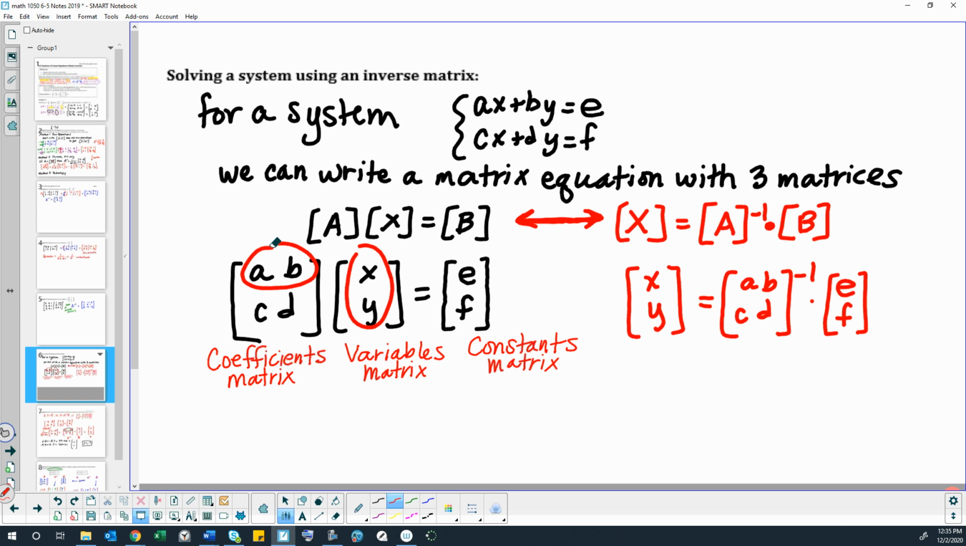So because with a regular equation we can divide x by the coefficient to get the answer, with matrices we're not dividing, instead we're multiplying by the inverse. So we can find the inverse of matrix ABCD and multiply it times matrix EF. Then we can just multiply them together and get the answer that way.